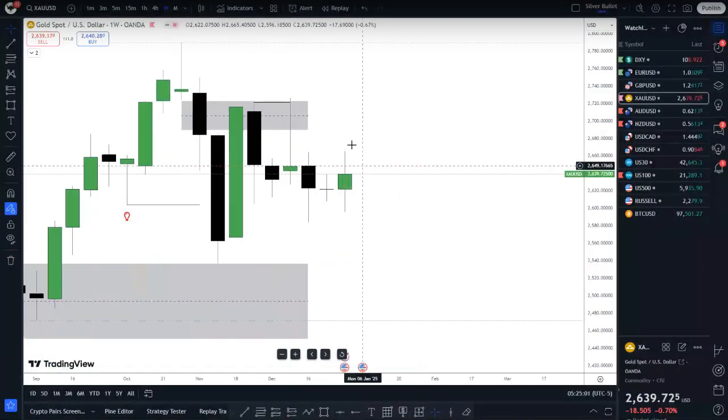Let's look at this last candle here. What we see here, I don't like this. I don't like this.